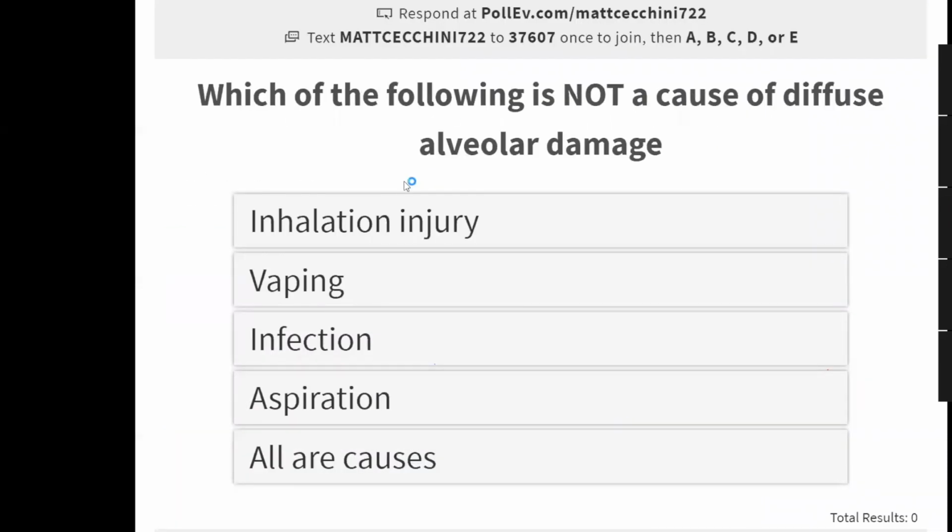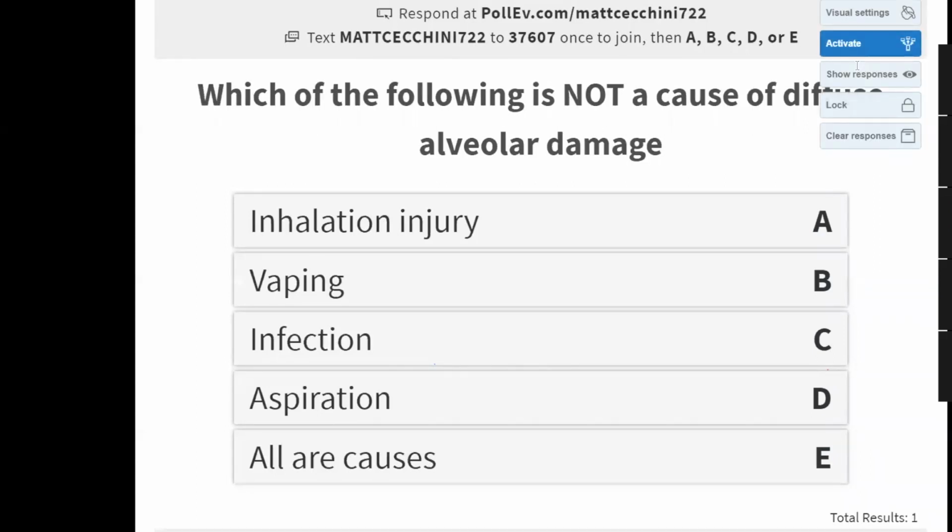Good job. Okay, so next polling question, which of the following is not a cause of diffuse alveolar damage? Is it A, inhalational injury? B, vaping? C, infection? D, aspiration? Or E, all are causes of diffuse alveolar damage?